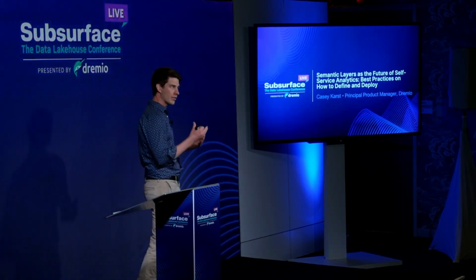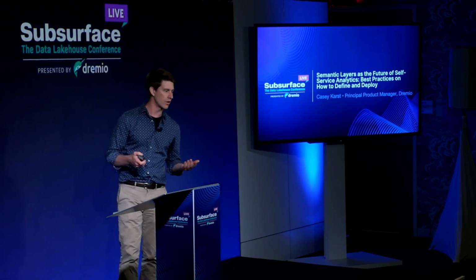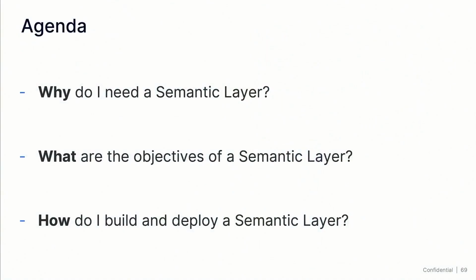So we're going to talk about semantic layers today, and we're going to share some thoughts about what a semantic layer is and why they are important. I have three main questions I want each one of you to be able to answer when you walk away from this. Why do I need a semantic layer? What are the objectives of a semantic layer? And how do I build and deploy one?